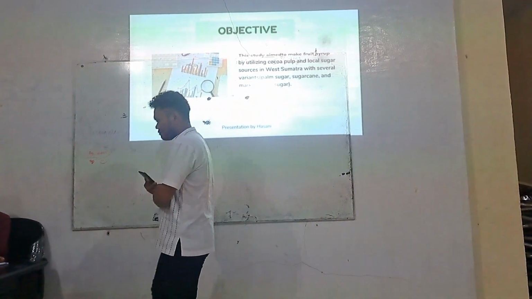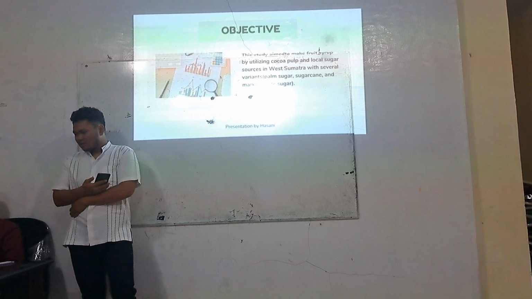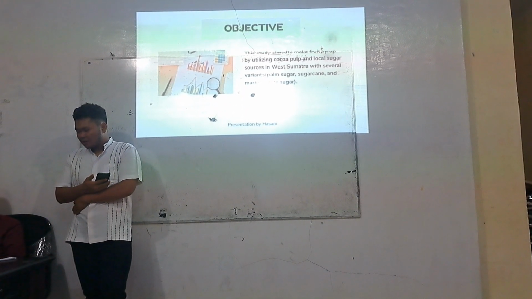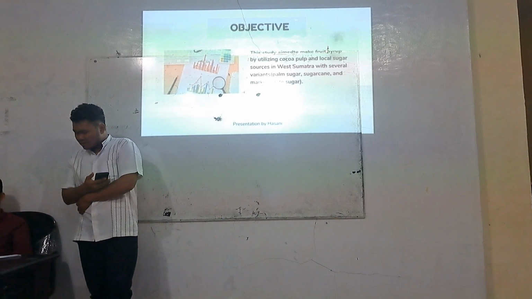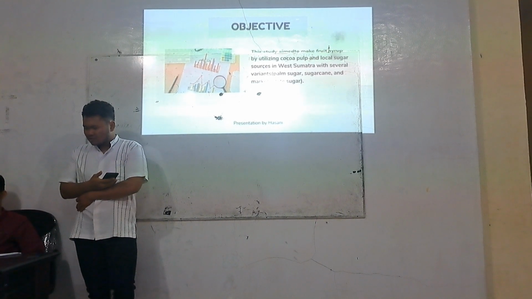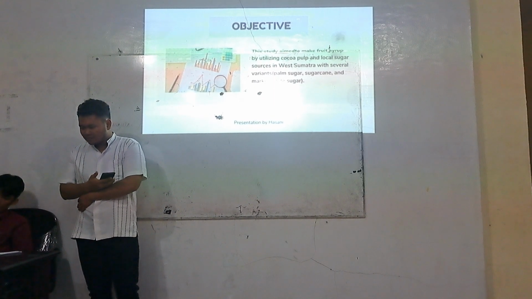Objective: the study aims to make fruit syrup by utilizing cocoa pulp and local sugar sources in West Sumatra with several variants: palm sugar, sugarcane, and market white sugar.